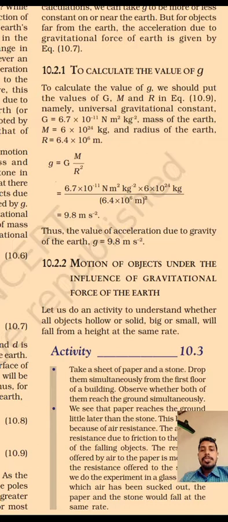6.7 into 10 raised to minus 11 into 6 into 10 raised to 24 by 6.4 into 10 raised to 6 meter all square. Okay, you have to square that. Then finally you will get 9.8 meter per second square. Okay, that is the value of acceleration due to gravity on earth.